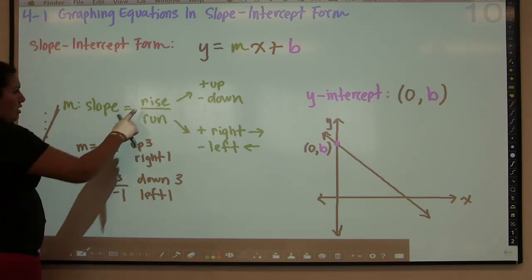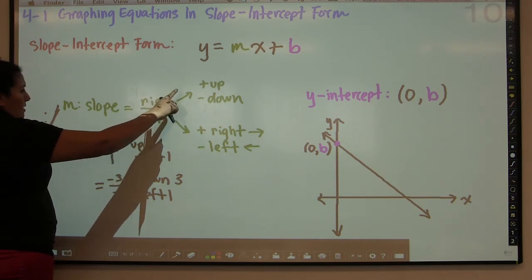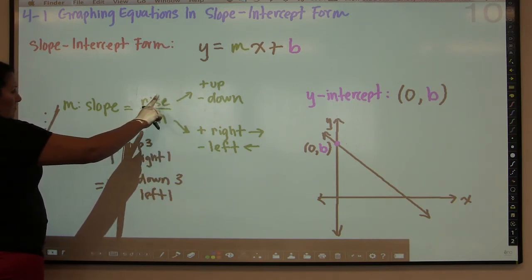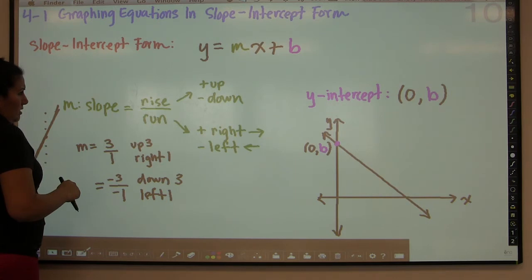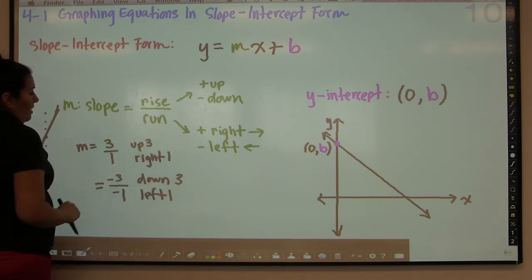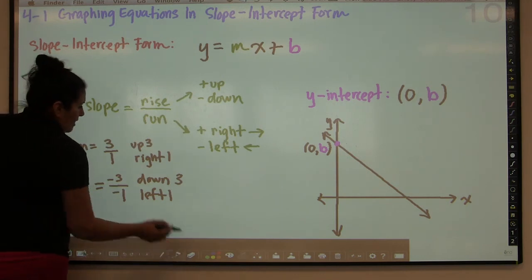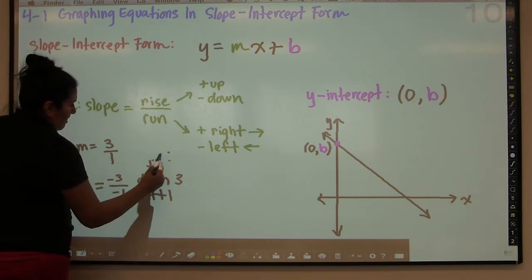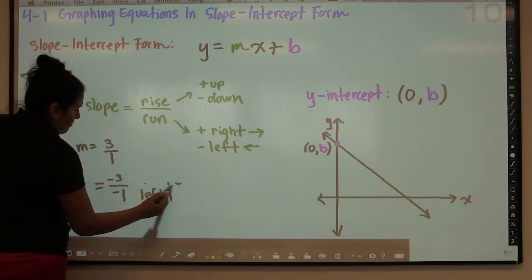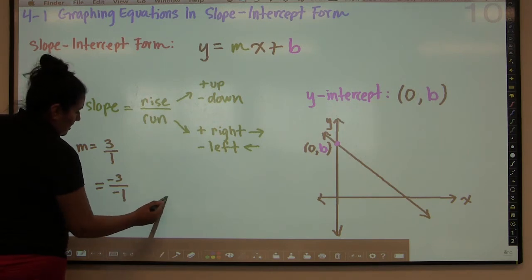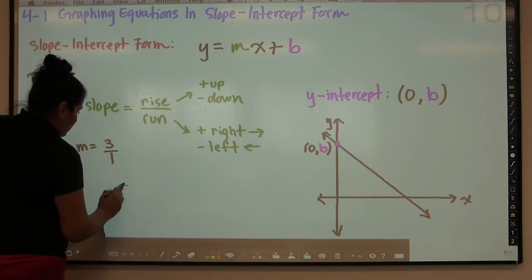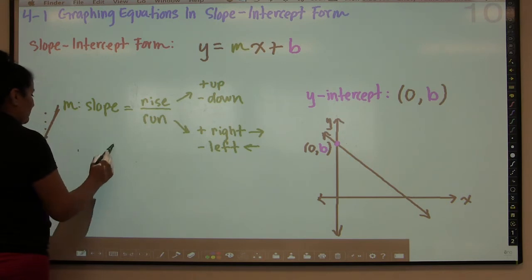Okay, so once again, rise is up if it's positive, down if it's negative. The run is positive if you go to the right, and if it's negative, you go to the left. And again, when I have an example up here in front of you, I will show you again how this can be worked out in more detail.